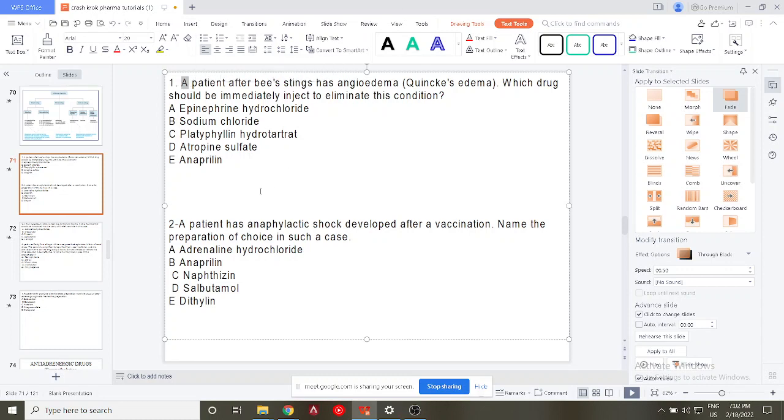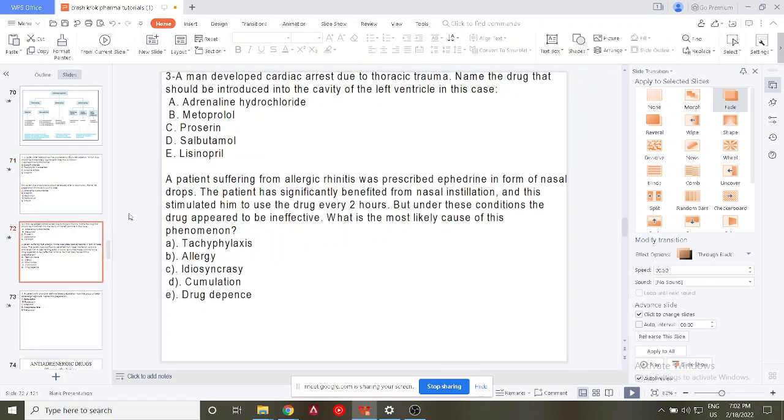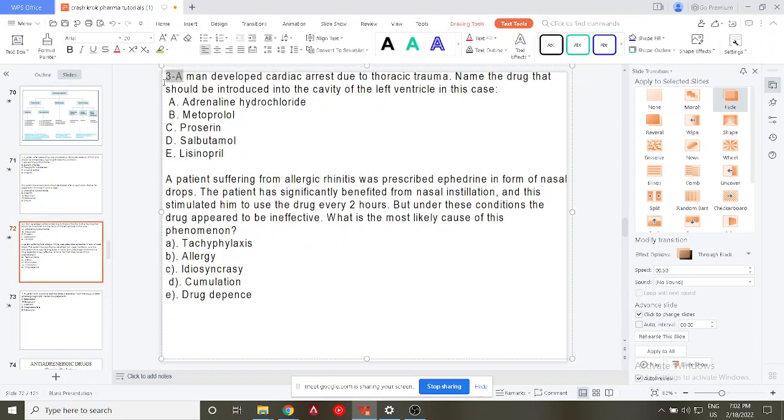Okay, next question. Yes, please someone read an answer. A patient has anaphylactic shock developed after a vaccination. Name the preparation of choice in such a case. Adrenaline. Correct. Good job. Thank you for answering fast. Okay, let's continue like that. Someone read an answer.